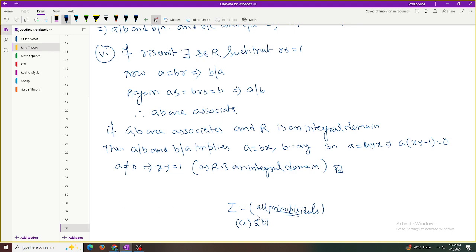I am taking the collection of all principal ideals and taking the partial order, that is, the subset relation, inclusion partial order. Then every chain has an upper bound, yes or no?